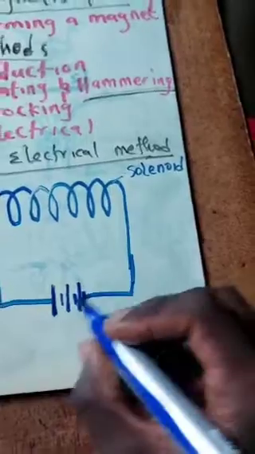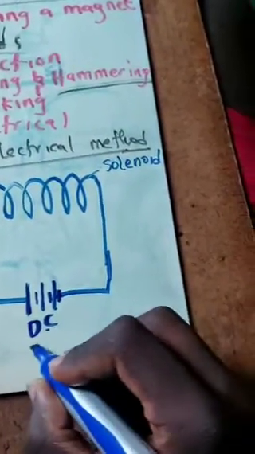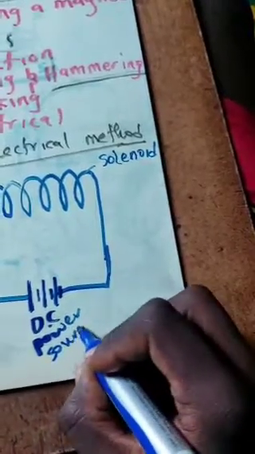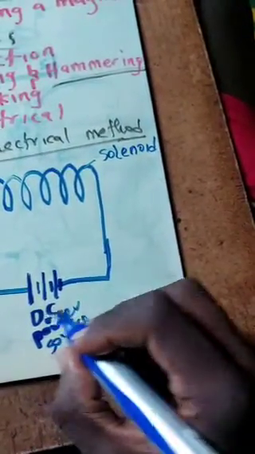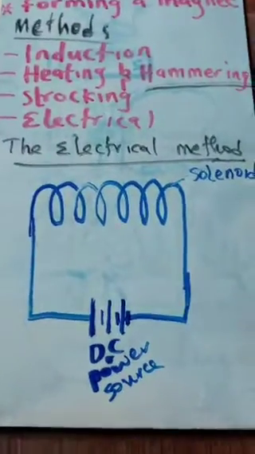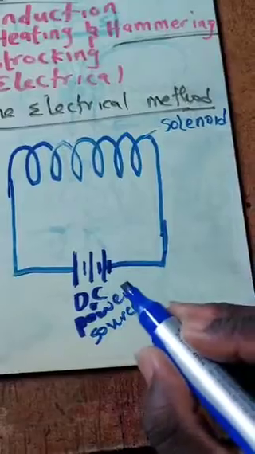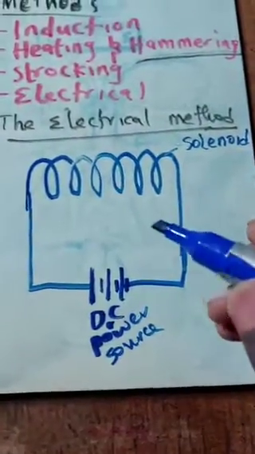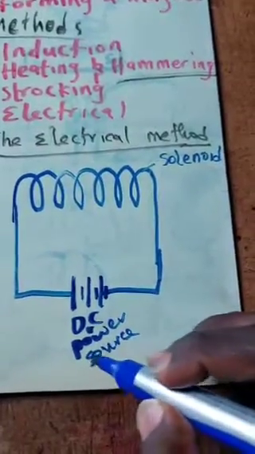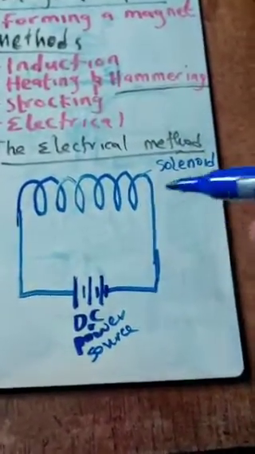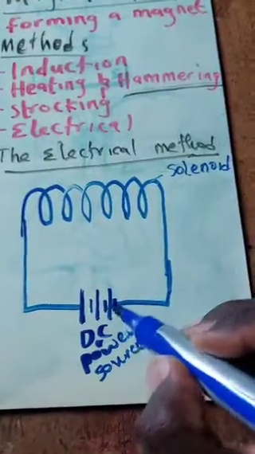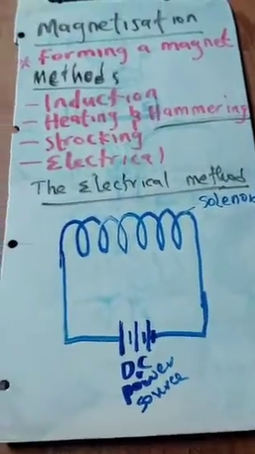A DC power source, a battery. DC, direct current. It only comes from batteries, not from the socket in our houses. That is AC. So DC means direct current. AC means alternating current. So that one is not used to make magnets. We specifically use DC. So in the exam, they could ask you in multiple choice, which source do we use here? The answer is a DC power source to magnetize something.